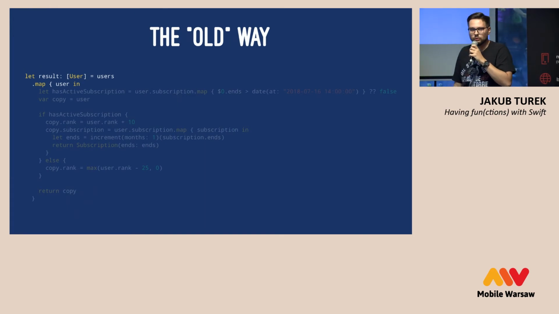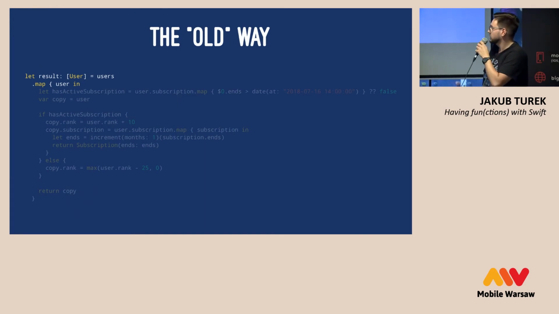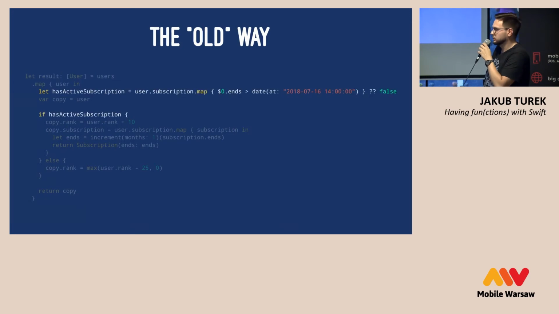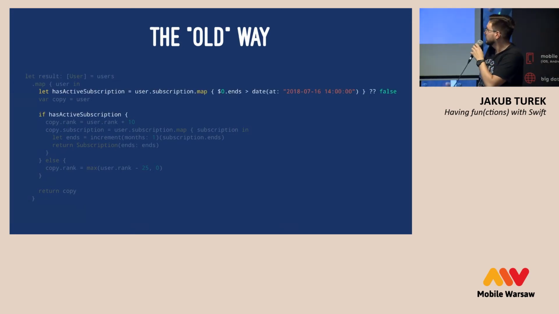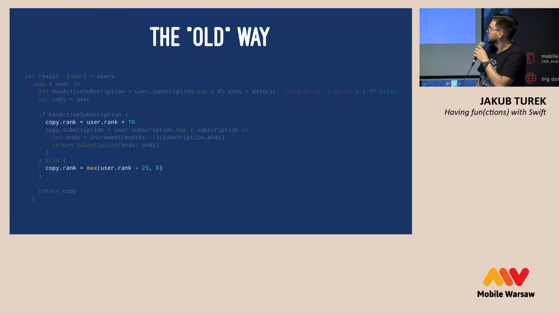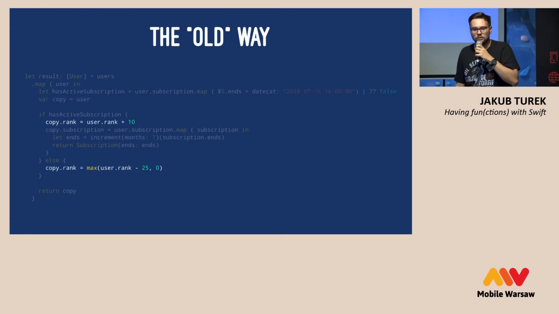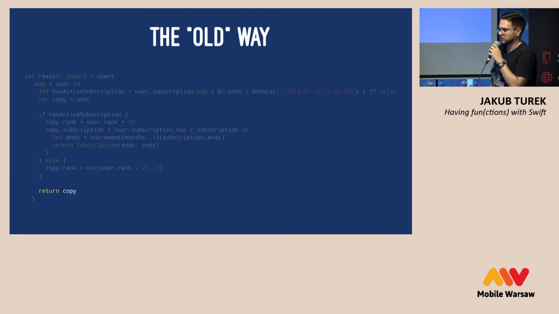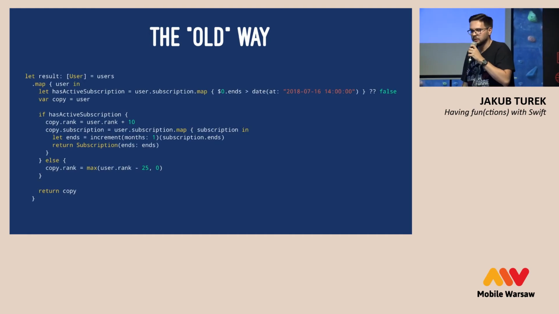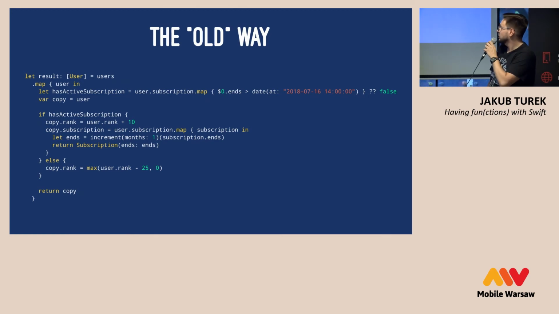Compare it to the old way, where we would probably do it without extracting the code. We just map over the users. For every user, we test whether that user has an active subscription. Then we copy the user. We update the rank in 2 different branches. Then we have to copy the subscription. That's optional, incrementing the end date. And then finally, we return that copy. So this is the old code in a single map.